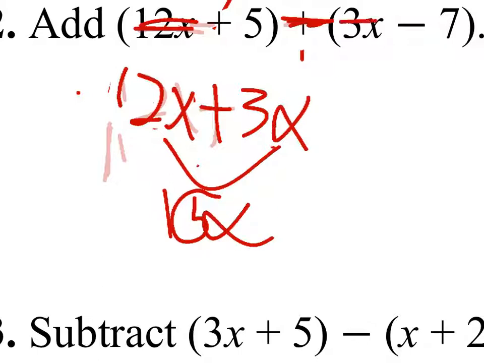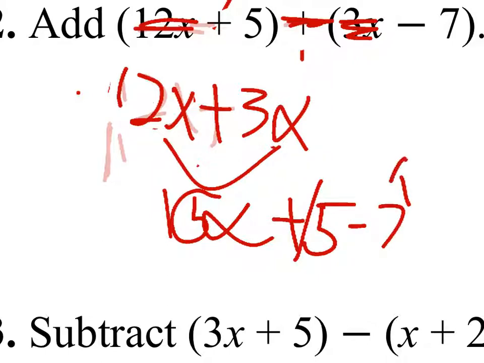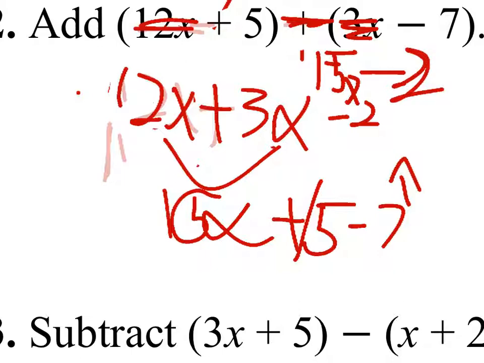And so you're going to cross this out. And you have plus 5. So you're going to just go like that. 5 minus 7, you're going to get negative 2. So you actually get 15x minus 2, or negative 2. It's kind of messy. All right, 15x minus 2 is correct. Very nice.